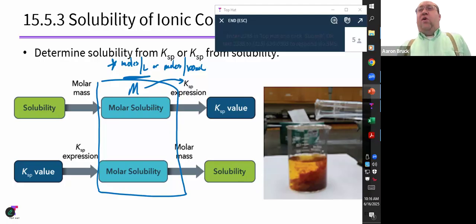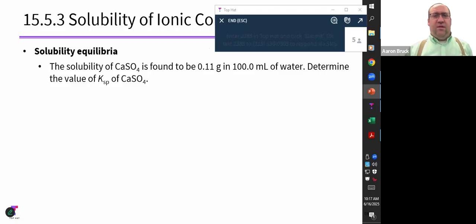And generally speaking, we know that molar mass is going to be involved. Sometimes a conversion of volume is necessary as well. So if it's grams per 100, we would need to turn that into molarity by turning the grams per 100 into grams per liter first, which is a relatively easy conversion to do. So let's take a look at some example problems just to kind of get used to this.